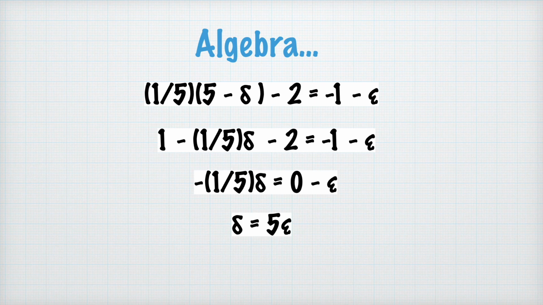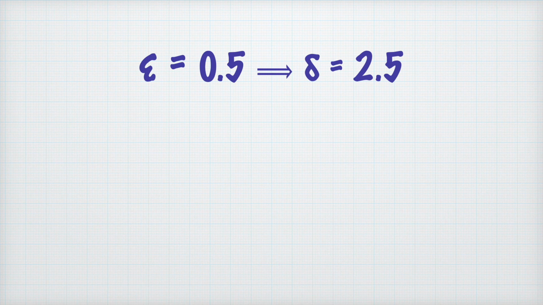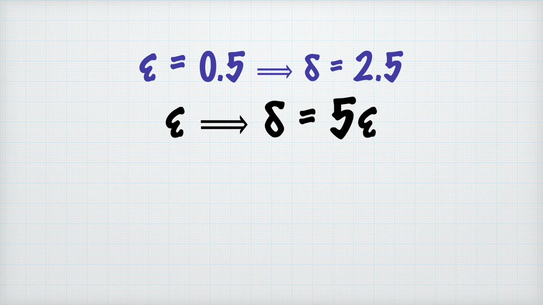In fact, because we're dealing with a linear function, part of the definition of which is that it always grows or shrinks at the same rate, the results with c plus delta and c minus delta would always be the same. So with linear functions, we only need to do it for one. So we saw that when epsilon was 0.5, delta was 2.5. And then we showed algebraically that for any epsilon, delta would just be 5 times whatever epsilon you give me.